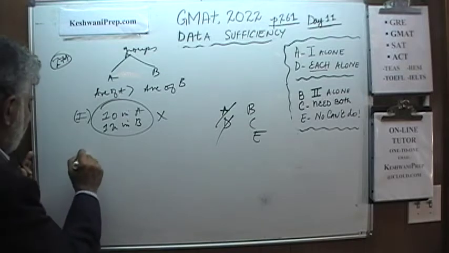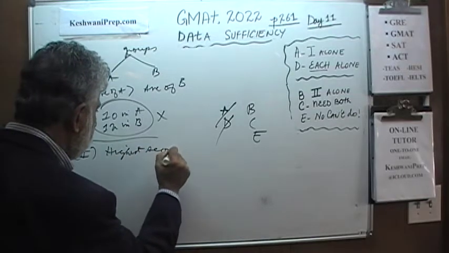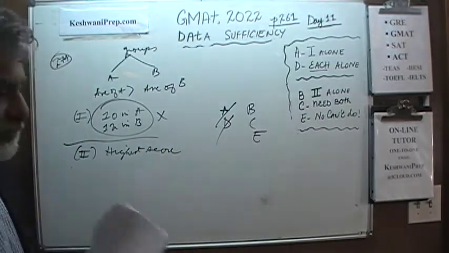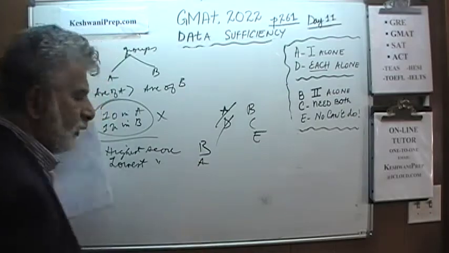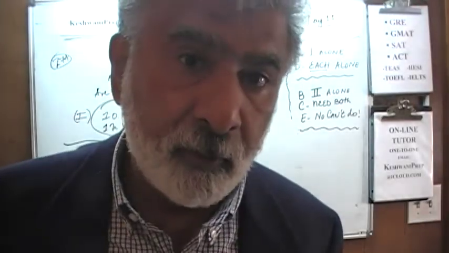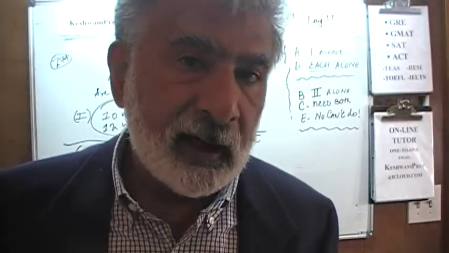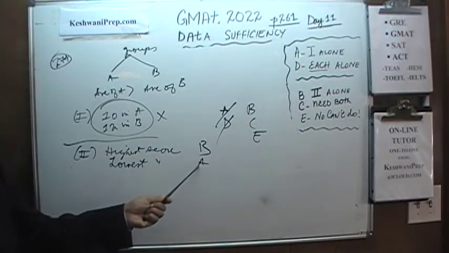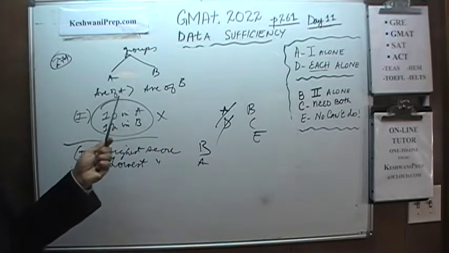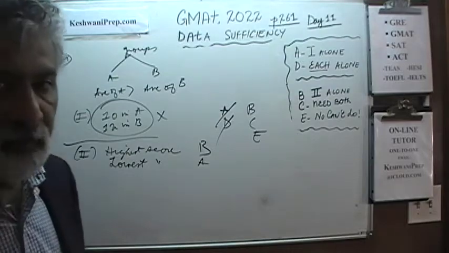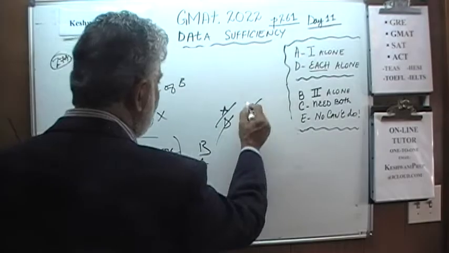The second statement tells us that the highest score was earned by a student in class B. And we are also told that the lowest score on this exam, the same exam that was given to the two classes, was achieved by somebody in class A. Simply knowing that the highest score was achieved by somebody in class B and the lowest score by somebody in class A does not tell us which class has the greater average. We cannot compare the average score simply by knowing that the highest score was from one class and the lowest was from the other. It does not do the job. The answer is not B.